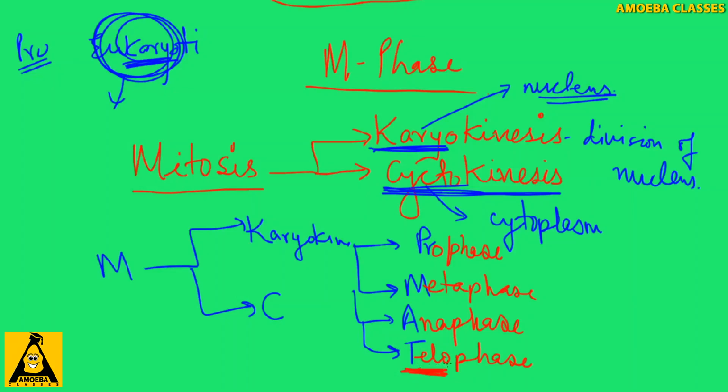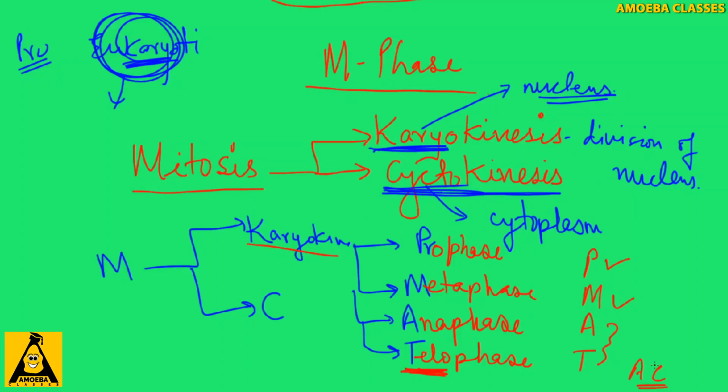So that means the centromere was at the terminal position. In the same way, the terminal, the last phase of the karyokinesis is termed as telophase. And what are the initials we are getting? PMAT. So you can remember this trick: Prime Minister at Amoeba Classes, right?